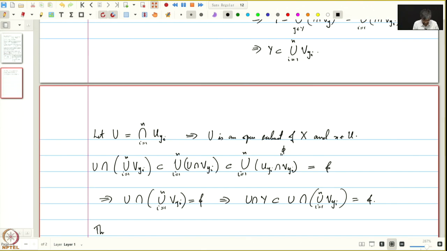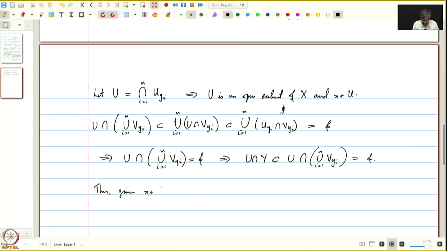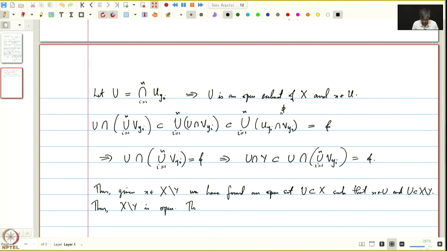Right? So thus, given this point x in X minus Y, we have found an open set U containing x, open in X, such that x belongs to U and U is contained in X minus Y. Thus X minus Y is open. So this completes the proof of the proposition.